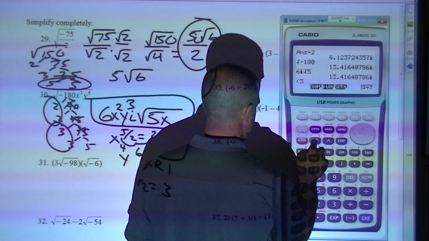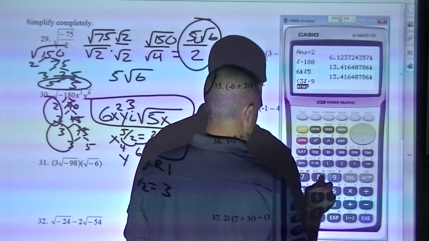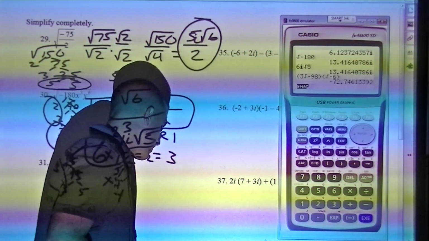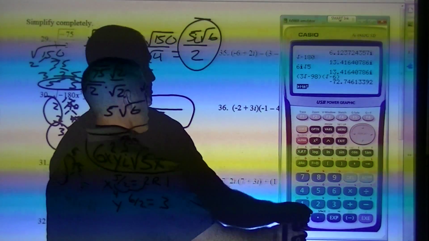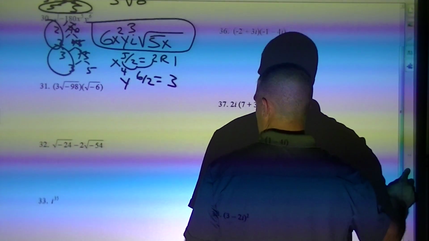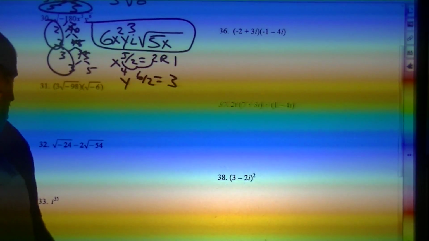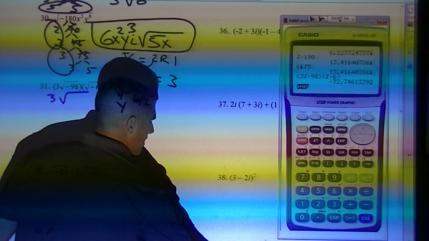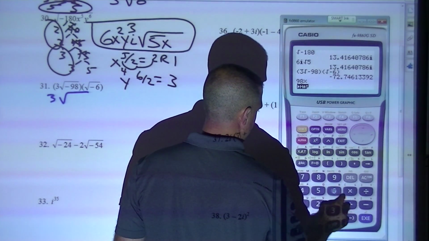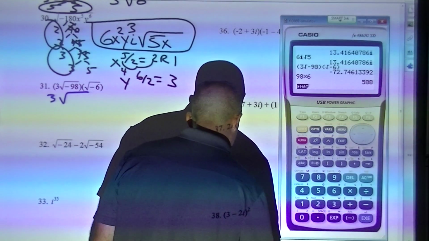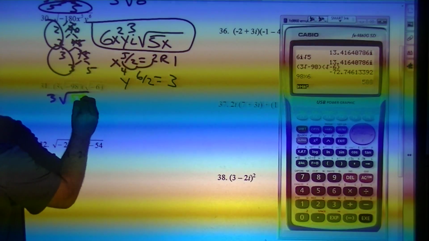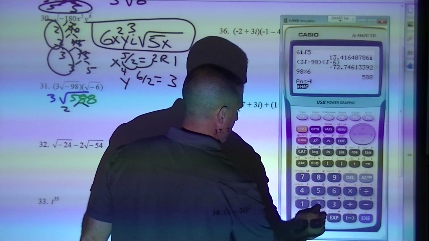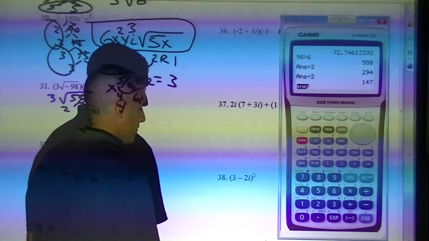3, parenthesis, negative 98 times square root of negative 6. As you can see, my answer is negative, so don't automatically assume that you're going to have an i in there. So here's what ends up happening. I got 3 square root of 98 times 6, 588, a very large number. Let me use black. So that's going to be 2 and 294.